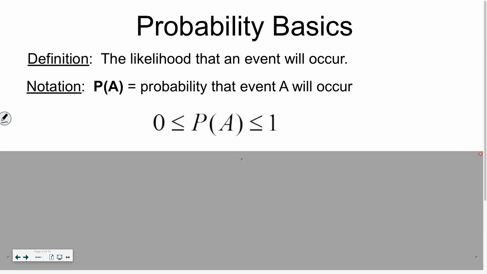Moving right along, here are some basics about probability. So I've got the number line underneath my shade there, so you want to try to find a place to plug this information in on your closed notes. The definition that we generally use for probability is that it represents the likelihood that an event will occur.